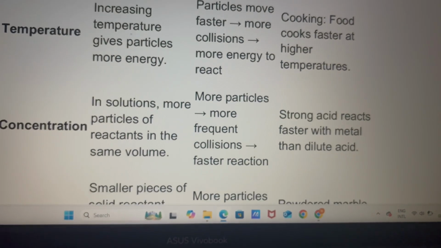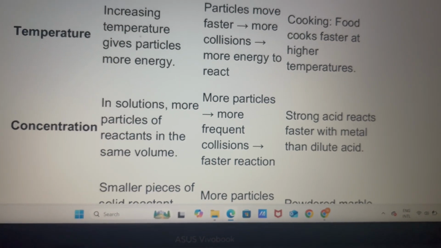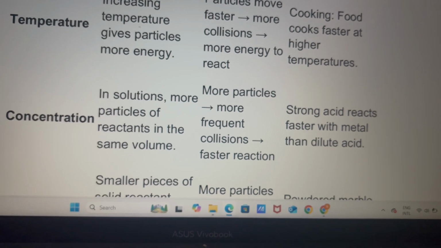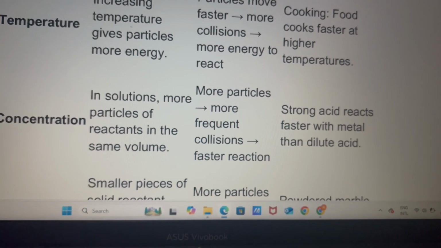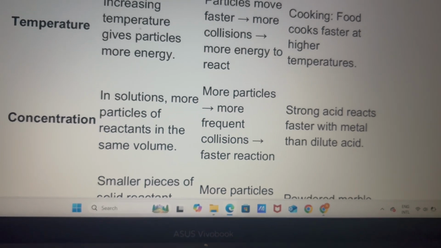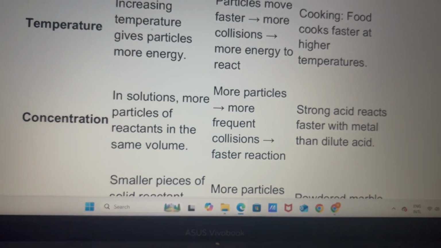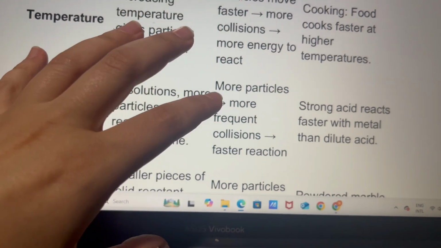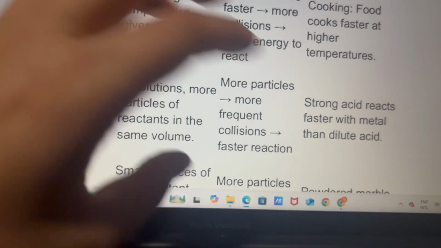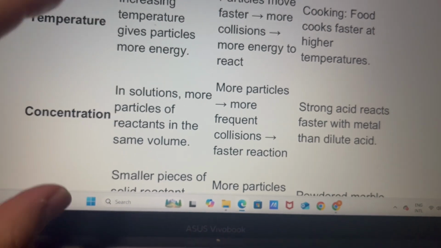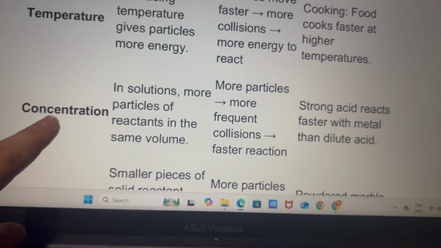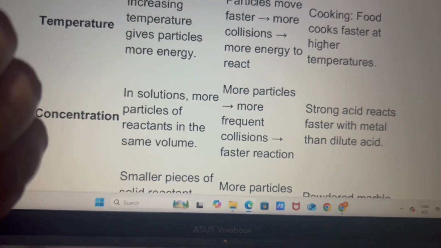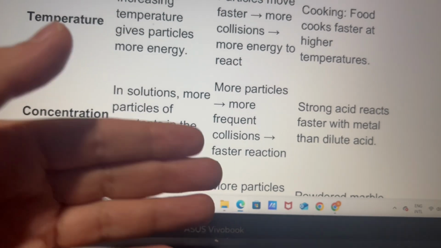For the concentration, you add more particles, you don't increase their energy, you just add more particles, so you increase the frequency of collisions or the chances of successful collisions as you added more of them. It's like you have an area of just a few people and then another area with too many people. The area with too many people, they will keep hitting each other and collide a lot because there are too many. That's exactly what you do when you increase the concentration. You add too many particles, so you make them react faster as they collide more.